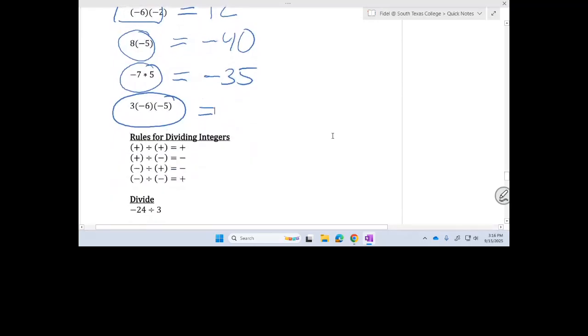So, y'all, you got a couple options here. I would say, look, if I multiply those together, isn't that going to give me a positive 30? And then anybody know what 3 times 30 is? What's 3 times 3? 9. So that's going to give us 90, right? Okay, good.